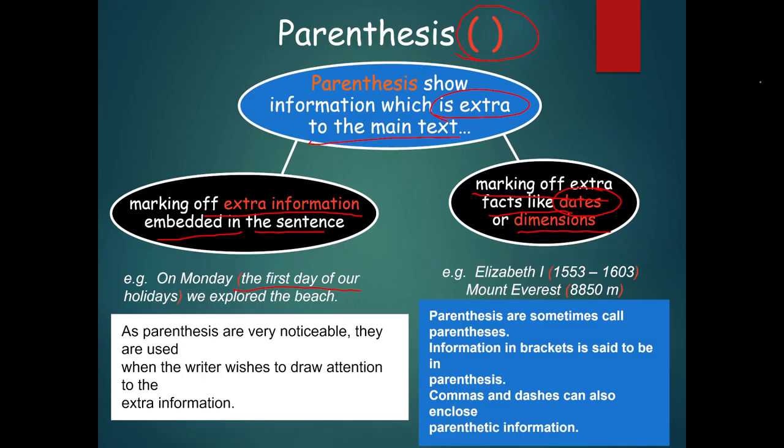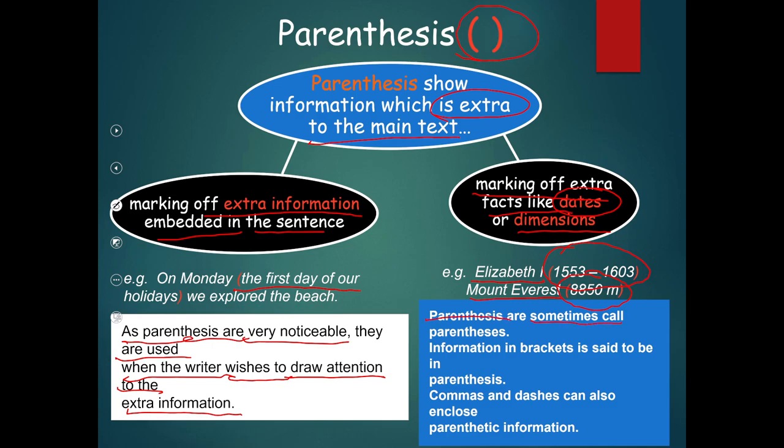Now let's see. As parentheses are very noticeable, they are used when the writer wishes to draw attention to the extra information. For example, Elizabeth I (1533-1603), this is the date of birth, or Mount Everest (8,848 metres), this is the actual height of Mount Everest. So this is when we use our parentheses.